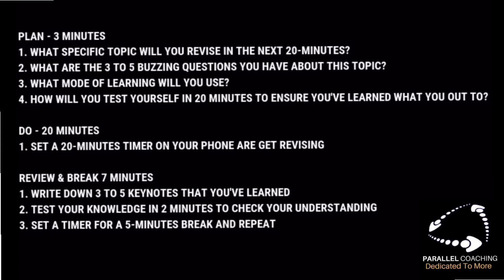Next, you're going to set a timer for doing the revision for 20 minutes. So set a timer on your phone for 20 minutes and set towards answering the 4 questions from your planning. Once your 20 minutes is up, you've now got 7 minutes to review and have a break. And we're going to answer 3 questions here. Number 1 is write down 3 to 5 key notes that you've learned. Try not to overthink this. Literally write down in short bullet note form to avoid pages and pages of notes. What are the 3 to 5 key notes that you've learned from your 4 questions you set out to?